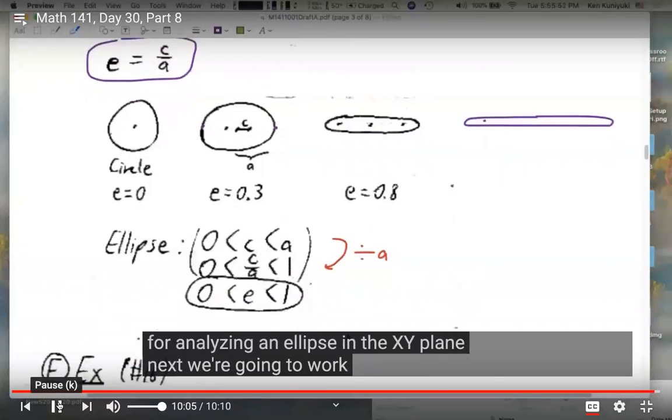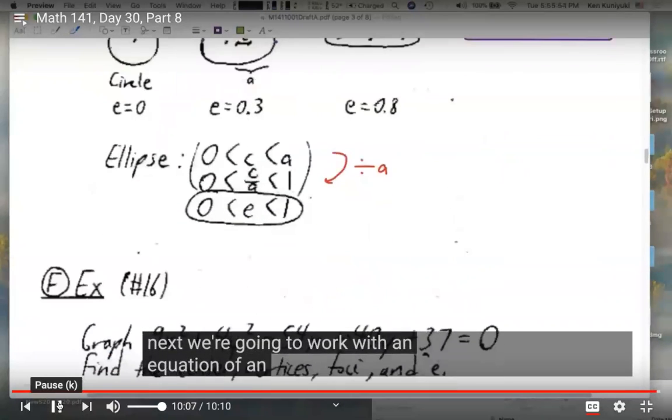Next, we're going to work with an equation of an ellipse directly. All right. Any questions about the anatomy, terminology, notation for an ellipse? Any questions about that before we get to this Big Daddy problem? Okay, the kinds of thing you'll see in the homework. Any questions?